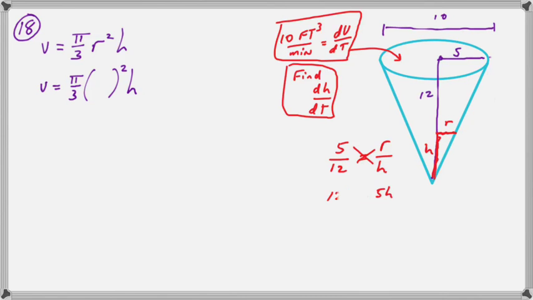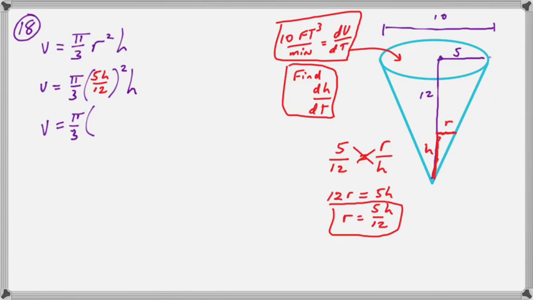12R equaling 5H. So R is going to be 5/12 H. So I'm going to put 5/12 H. When I square everything in the parentheses, you're going to get 25H squared over 144, and times this H. So now I'm going to have 25 pi, I believe, over 432. H squared times H is H to the third.